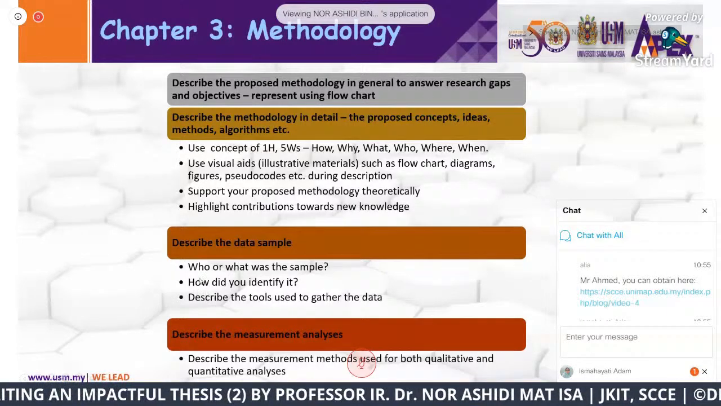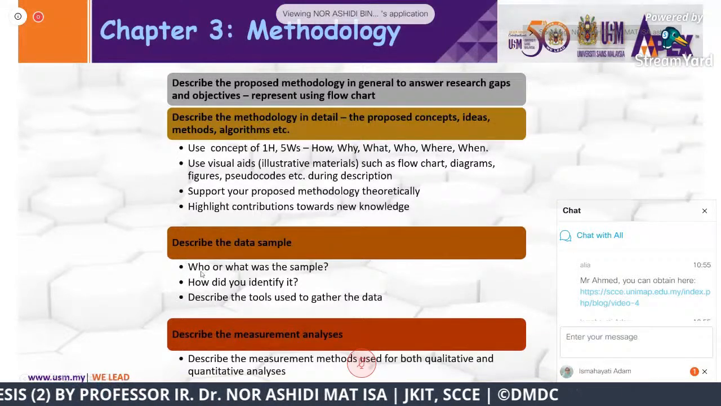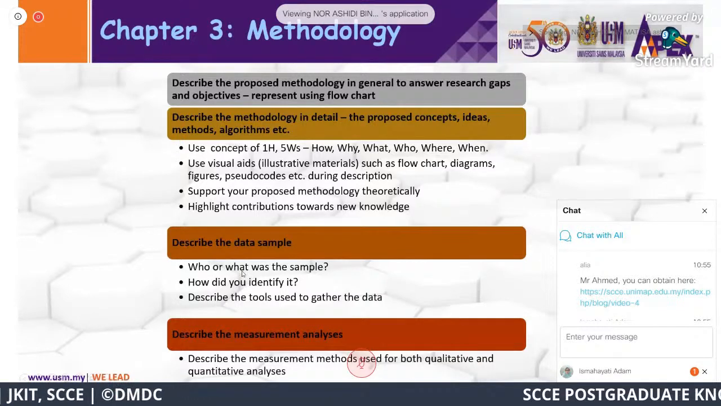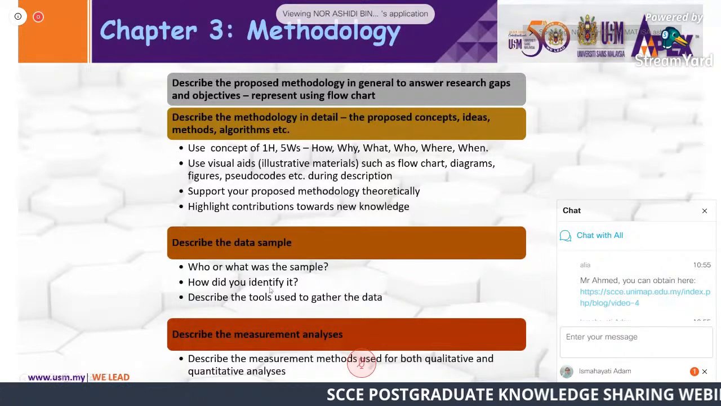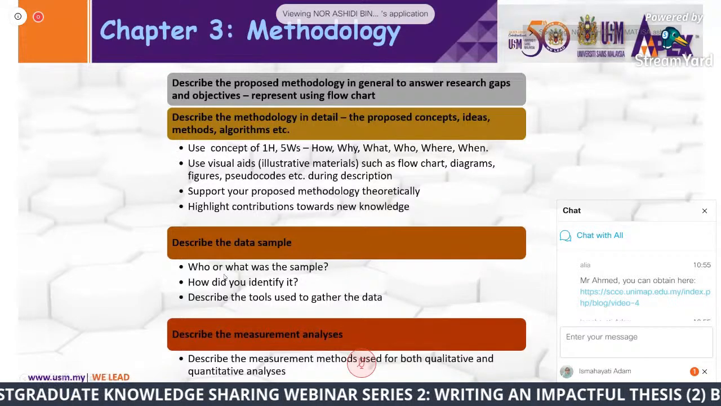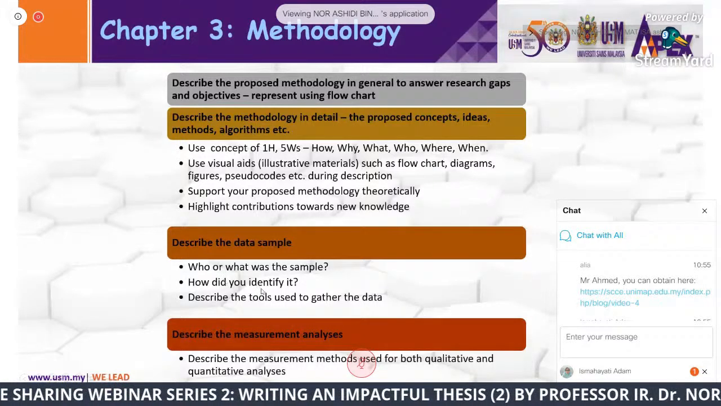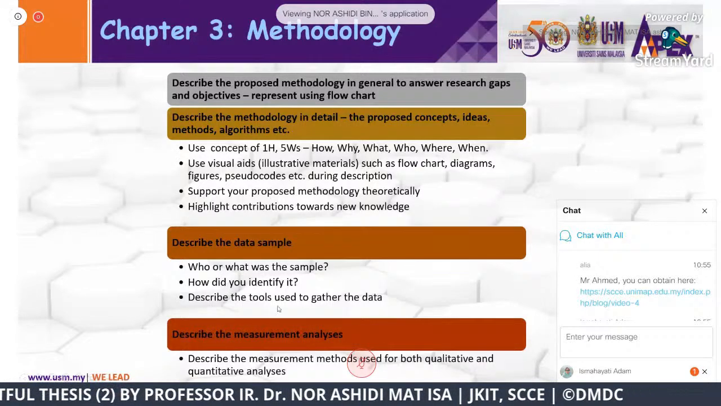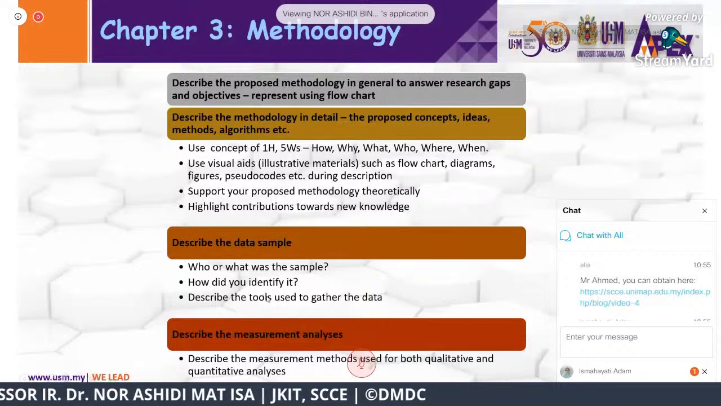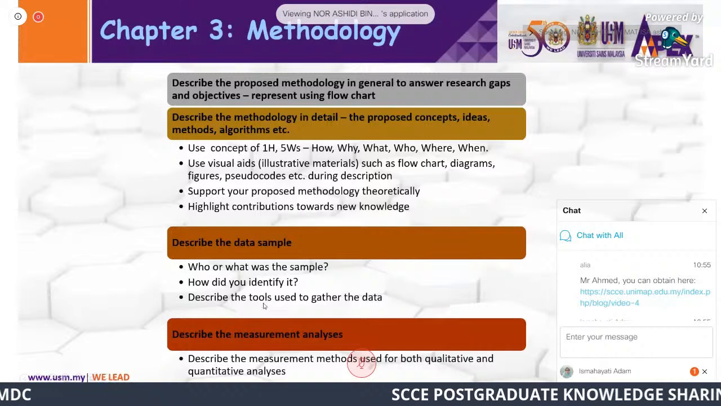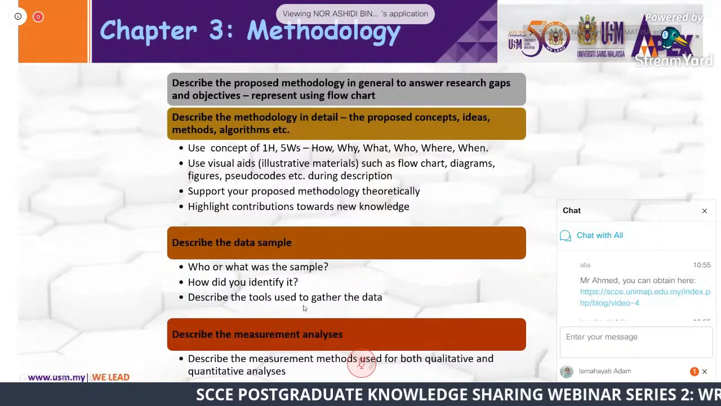How do you identify the patients to be used for your survey, or the images to be used? Because you have many samples, which samples do you want to use? Identify why you want to use those. And then describe the tools. Describing the tools is important because you want to know the reliability, whether your data is reliable or not.